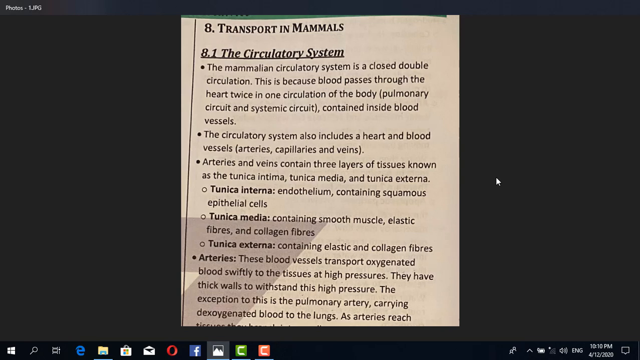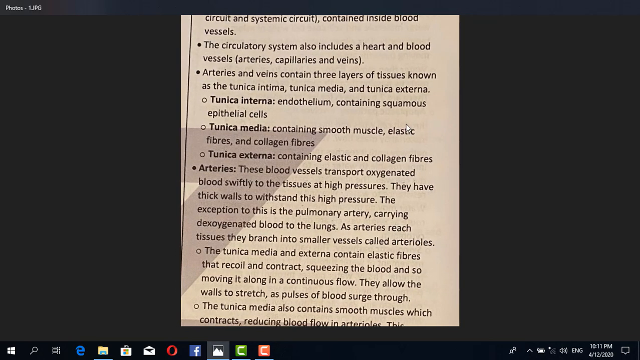The circulatory system also includes, as we said earlier, a heart and blood vessels, which are composed of the arteries, the veins, and the capillaries, which are the tiniest blood vessels. The arteries and veins contain 3 layers of tissue known as the tunica intima, tunica media, and tunica externa, and each one of them consists of its own tissue.